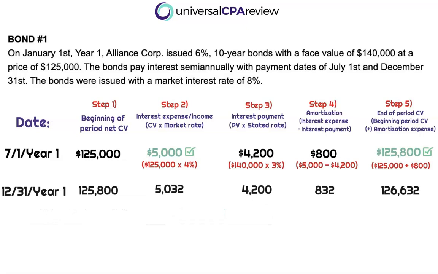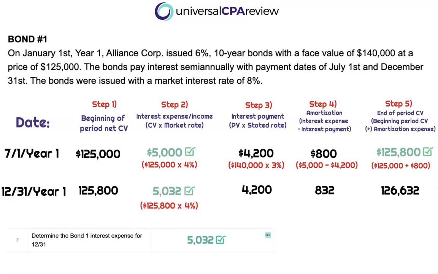That now becomes our beginning carrying value for the second interest pay period. Okay, so as we said, the carrying value is what's fluctuating. The $125,800 has now fluctuated from $125,000. This amount is now multiplied once again by the semi-annual market rate. So 4% times $125,800 gives us an interest expense of $5,032 for the December 31st date. All right, that's going to the income statement.